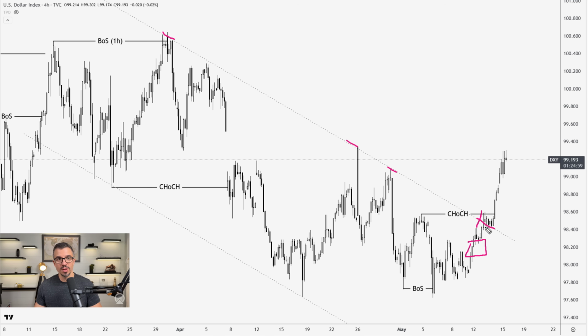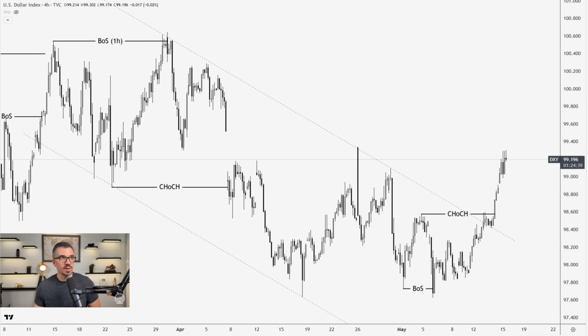Okay, so we got the hold above this, and then we had the change of character on the close above this high. Now, that was a change of character because this down here was a break of structure. We got the close below this low back here, making this the high to watch, 98.58. We did get the close above that, making this a change of character. So as of right now, the DXY, the US dollar index, is bullish.